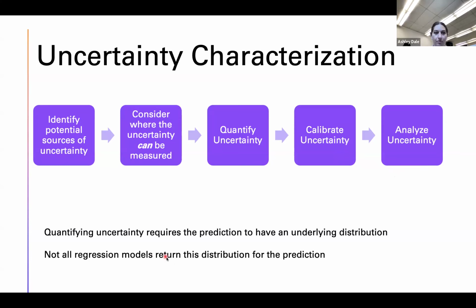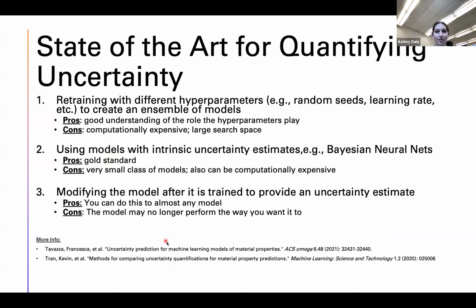However, quantifying uncertainty requires that your prediction has a distribution associated with it. And not all regression models are going to give you a distribution of values for each prediction. Which leads us to the state of the art for quantifying uncertainties.